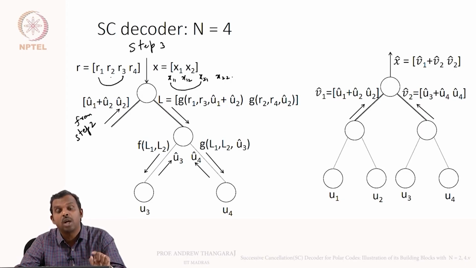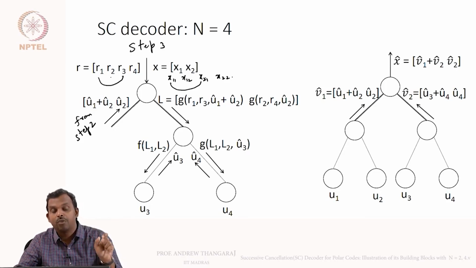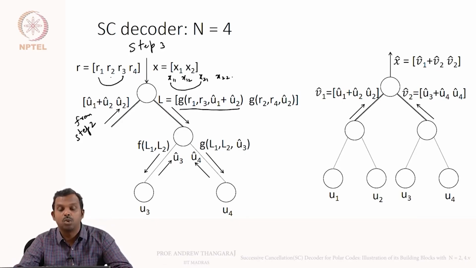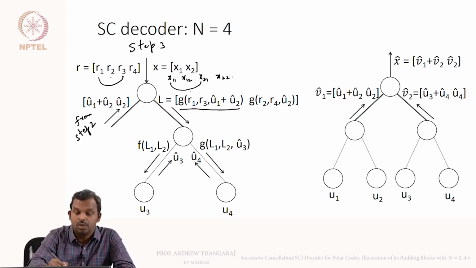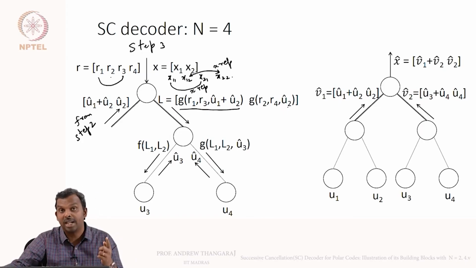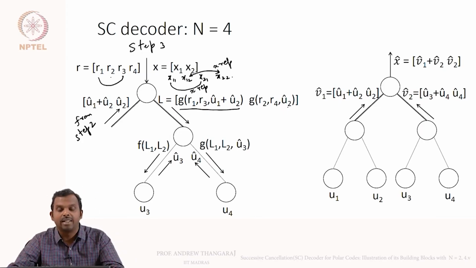If u1 hat plus u2 hat is 0, it's a pure repetition code. You can simply add the beliefs r1 plus r3. But if u1 hat plus u2 hat is 1, you have to do the complement, so the belief will become r3 minus r1. So that's why you do g of r1, r3, u1 hat plus u2 hat. That's the repetition. Likewise, these 2 are also a repetition, so you do g of r2, r4, u2 hat, and u2 hat is your decision to guide that repetition.